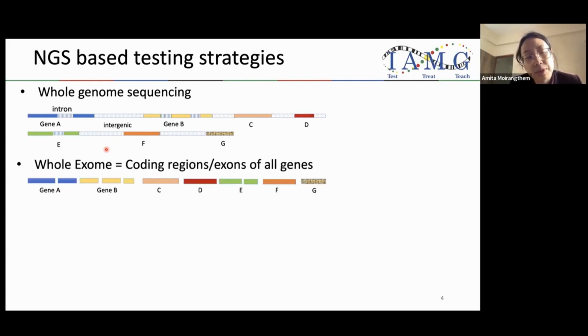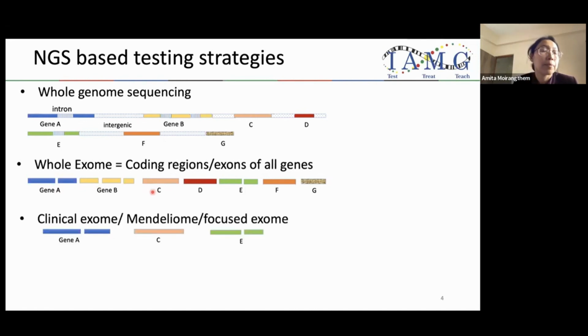And we have whole exome sequencing, where from the genome, we select the coding regions or exons of all the known genes. So we have discarded the introns and the non-coding intergenic regions, and we end up sequencing only the coding regions or the exons, which is known as whole exome sequencing.